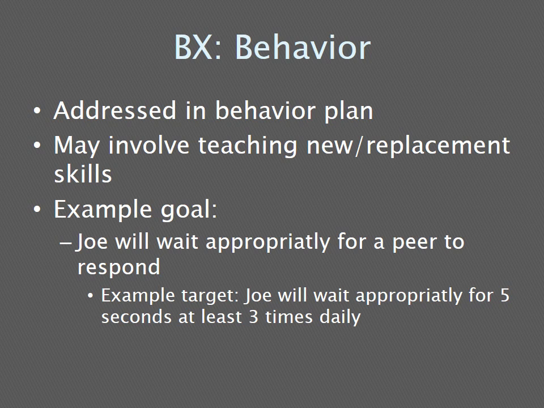The example target within that goal to address that goal would be one, and remember there are several targets per goal. One such example of a target would be that Joe would wait appropriately for 5 seconds, at least 3 times daily. Now, by just mastering that target, he wouldn't have mastered the goal, but when you have several targets, it will all build up to ultimately mastering that one goal. So again, within each goal, there's going to be several targets.